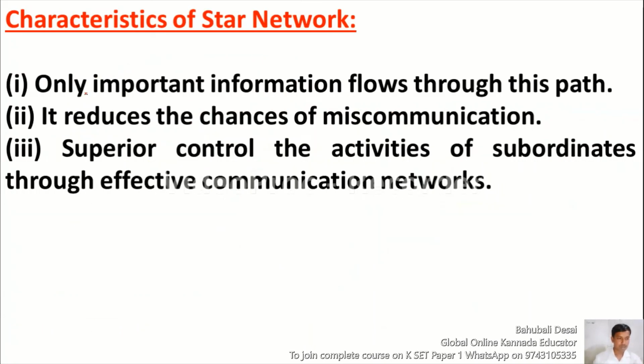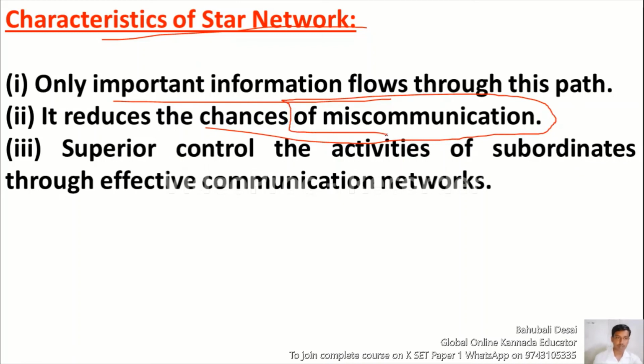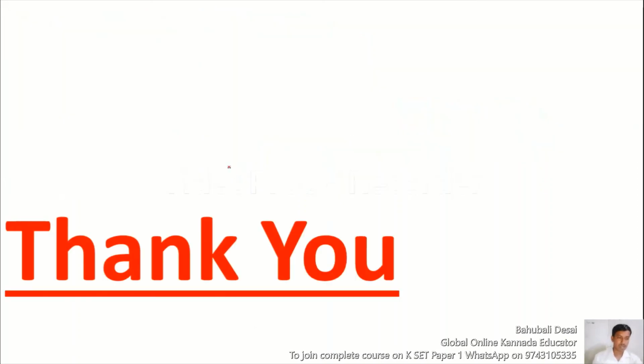So there are some characteristics of star networks. Only important information flows through this path. It reduces the chances of miscommunication because one person can communicate with all other group members. So there will be less miscommunication. Sometimes superior can control the activities of subordinates. So these are the characteristics of star networks. So this is about today's session. In the next video we will come with other topics. Thank you.